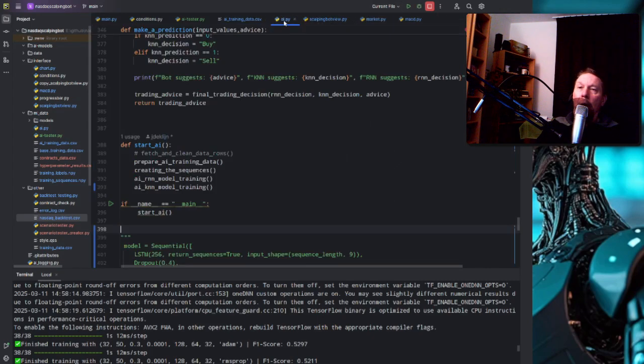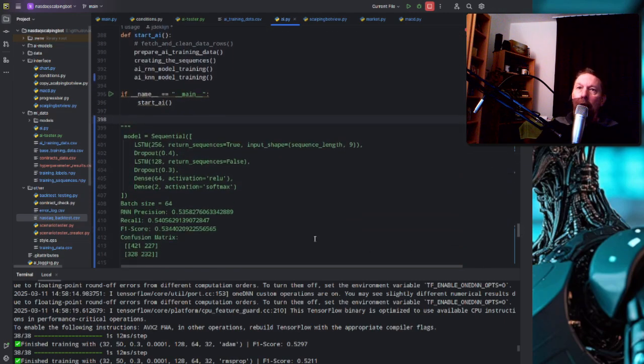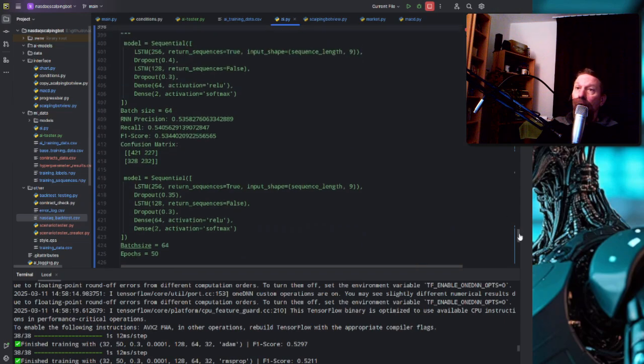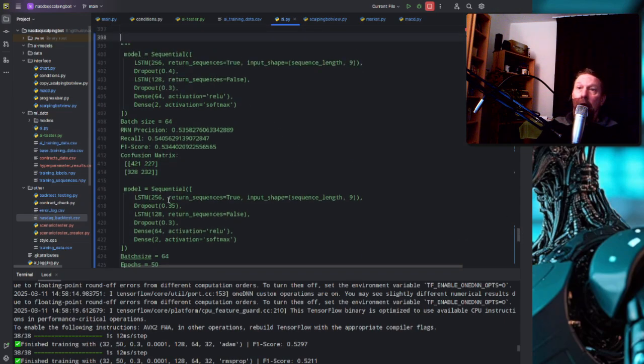Let's grab the AI pie. In the AI pie, I tried this one, LSTM true with a sequence and a dropout of 0.4 and a batch size of 64, and we get a precision of 53%. And then I tried a dropout of 0.35 with 0.33, with a batch size of 64 and precision.